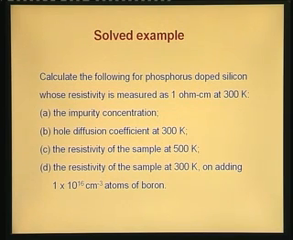So what we are supposed to calculate are the following: the impurity concentration, the hole diffusion coefficient at 300 K, the resistivity of the sample at 500 K, and the resistivity of the sample at 300 K on adding 1 into 10 power 16 per centimeter cube atoms of boron. Okay. So basically you have an n-type semiconductor whose resistivity is 1 ohm centimeter at 300 K. So let us start with the first part.